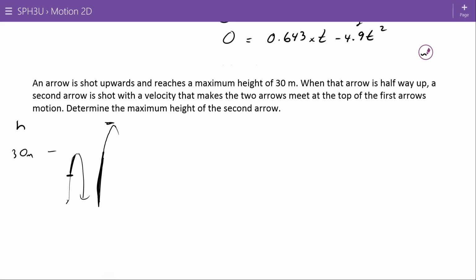So one more time. An arrow is shot upwards and reaches a maximum height of 30 meters. So there's your arrow up to 30 meters and back down. When the arrow is halfway up, 15 meters, a second arrow is shot with a velocity that makes the two arrows meet at the top of the first arrow's motion. So this arrow is shot such that the two arrows get to this point at the same time. And what we want to know is how high does that second arrow go.